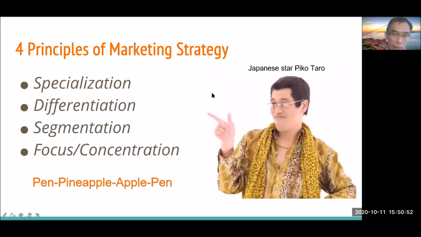Next is marketing strategy, the four principles of marketing strategy. If you remember, pen, pineapple, apple, pen. Why did this guy become so popular? Because he delivered the message to the right audience at the right punch. And therefore, he is remembered because he is different. He is specialized because he's a singer who does this type of thing. Nobody else does this type of thing. He is differentiated already because there's nobody else like him in the whole world. And then he knows where his segment of market is, and he knows where to punch. He knows where to give the concentration of promotion. That's why he is successful.